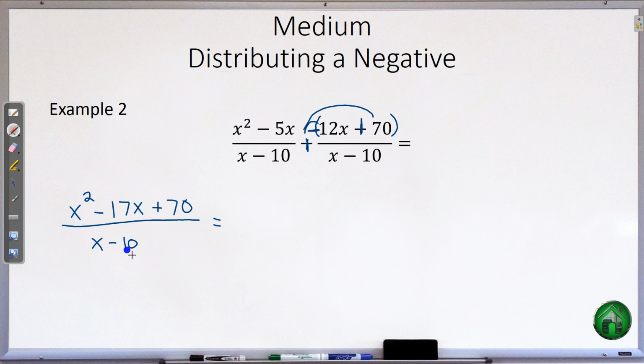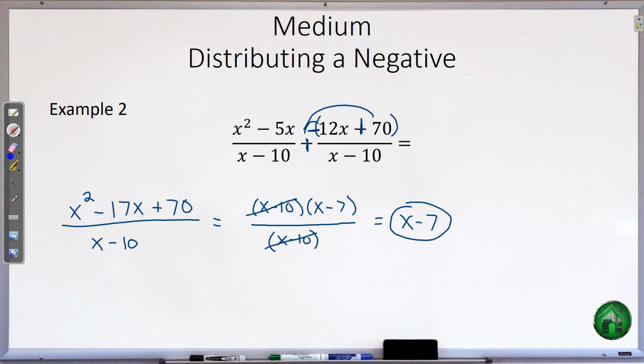Can we do anything here? So what multiplies to be 70 and adds to be negative 17? I believe that is negative 10 and negative 7. So we factor the top. And the bottom is x minus 10. We can cancel those out, so yes, it does simplify, and our final answer is just x minus 7.